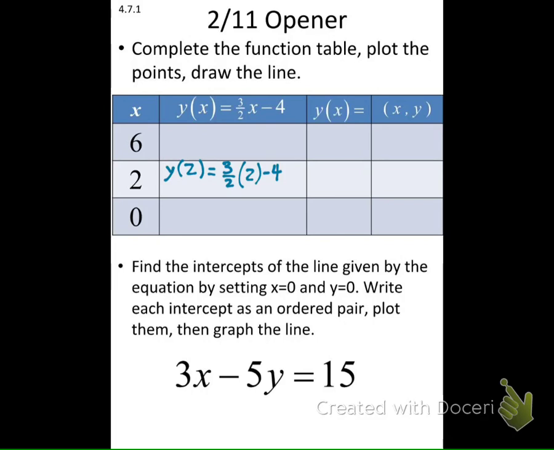So 2 times 3 is what? 6. 6 divided by 2? 3. So I'm going to write 3 down here, and I'm going to keep working with this equation. So I brought the minus 4 down here. What's 3 minus 4? Negative 1. So the function of 2 equals negative 1. And what's my ordered pair? 2, negative 1. Thank you, AJ. And what was the ordered pair for the top one? 6 and 5, okay. Thank you.